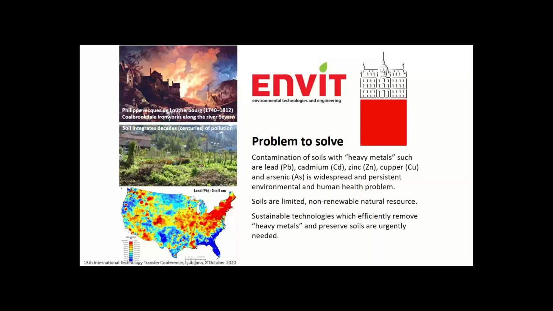Contamination of soils with so-called heavy metals, such as lead, zinc, cadmium, copper, and arsenic, has long remained an unsolved worldwide problem. Heavy metals cannot decay and are persistent in the environment. In Europe, an estimated 6.2%, or close to 140,000 square kilometers, of agricultural land needs assessment and eventual remediation. In China, one sixth of the total cultivated land is contaminated with heavy metals.